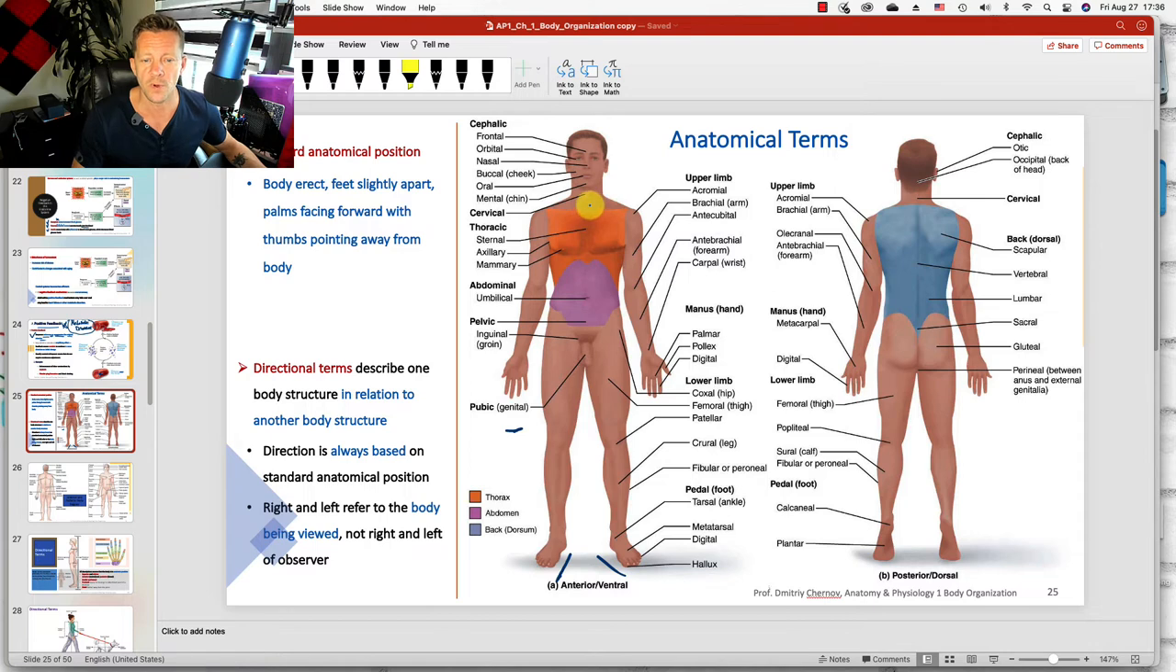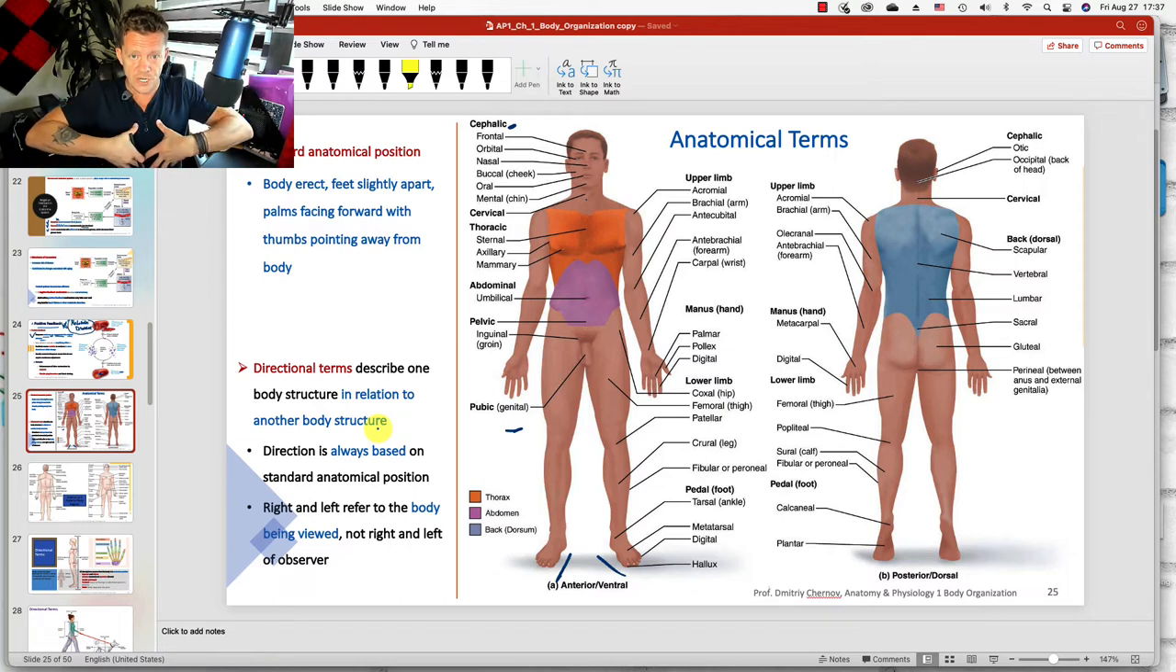So for example, if you're creating an incision, you do not say you're going from top to bottom; you're using particular terminology, particular terms. So that's what we're going to discuss right now. Cephalic relates to our head. There's orbital, nasal cavity, orbital cavity, oral cavity, buccal. There are muscles, buccinator, from buccal, our cheeks. Mental, our chin. Cervical region is our neck.